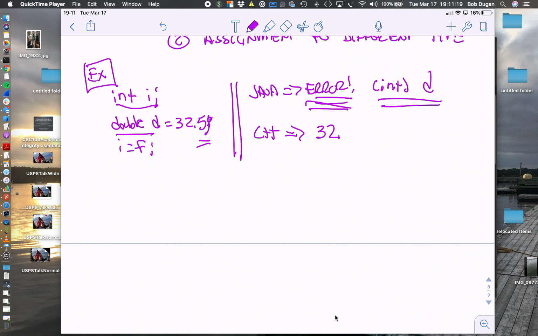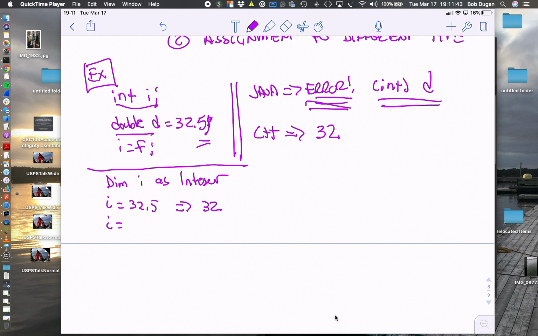But what if I were to do this instead? Here's another language: Dim i as Integer, i equals 32.5. What is the value of i? Well, it turns out that i is going to get set to 32. i equals 33.5. i gets set equal to the value of 34. i equals 34.5. i gets set equal to the value of 34. i equals 35.5.